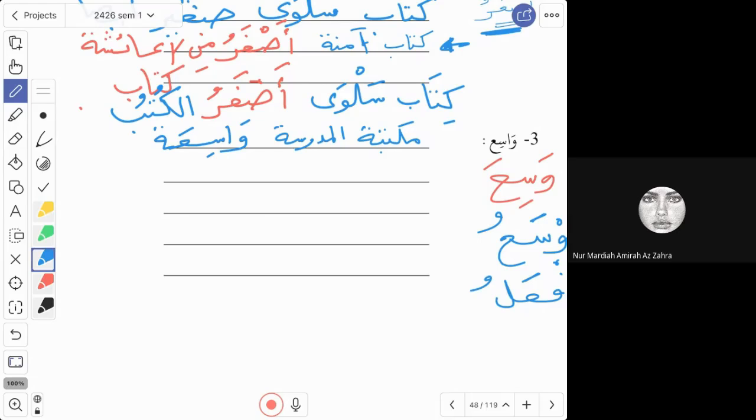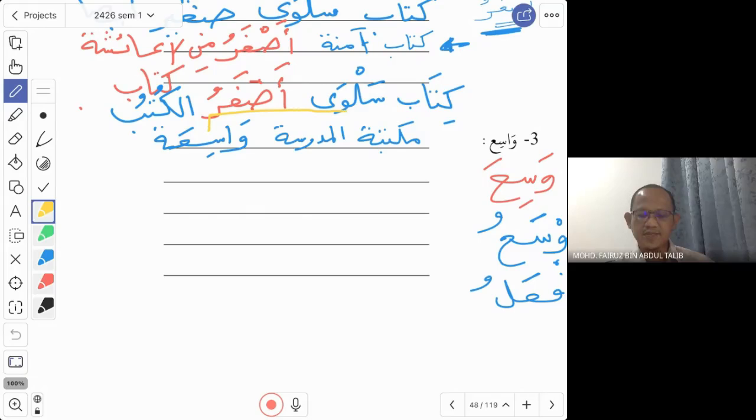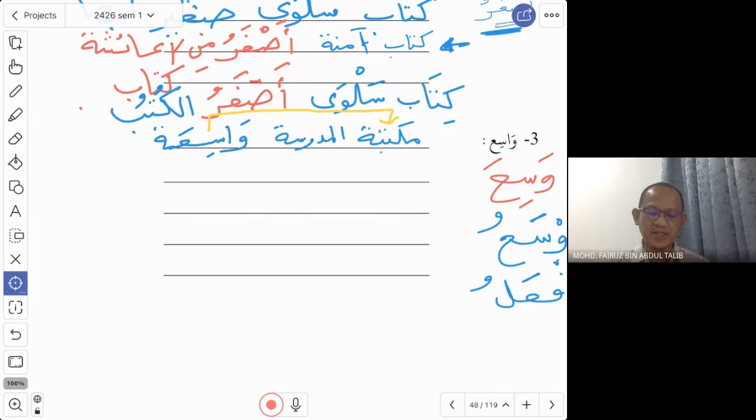Because the mubtada is muannas. Maktabah. Yes, because the mubtada, the subject, maktaba, is muannas. Therefore, your khabar, your predicate, should be muannas as well. That is one way. And the other way is you ask yourself, this wasi' is referring to which word? Maktaba. So this is muannas, then this should be muannas.